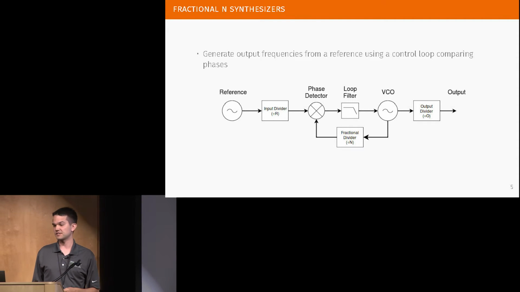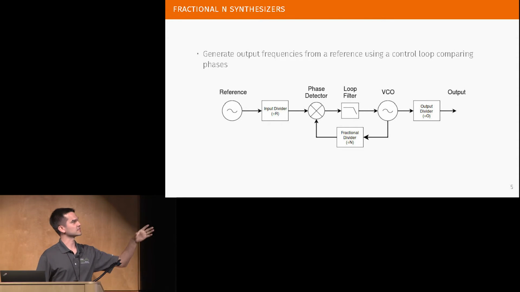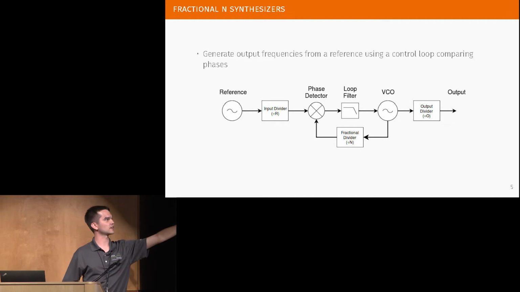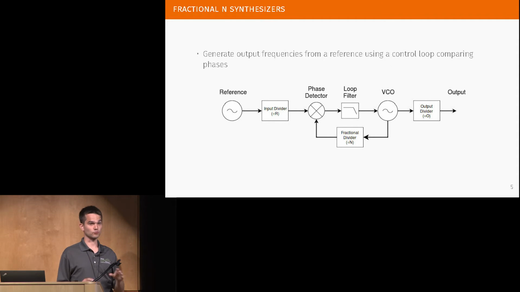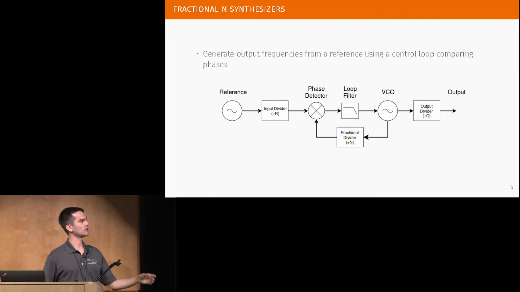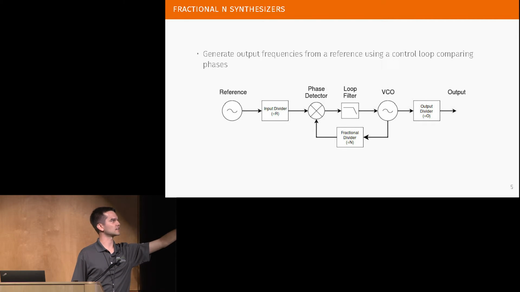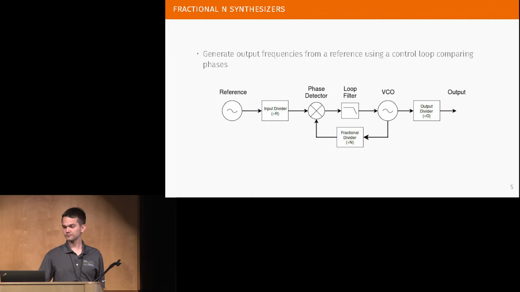Now, unfortunately, what this means is that the accuracy of your reference is what actually gets transferred onto the VCO within the passband of the loop filter. So if your input is really terrible, your system's just not going to work very well at all. But if you have an extremely good reference, then you're able to transfer a lot of that accuracy onto the VCO.